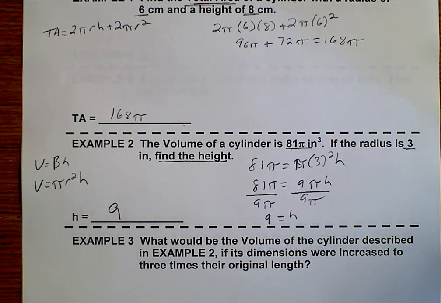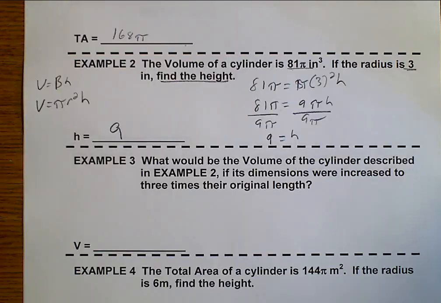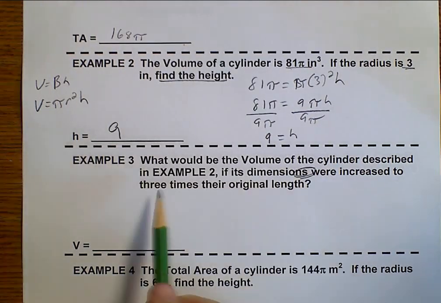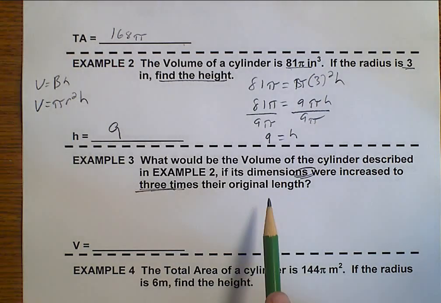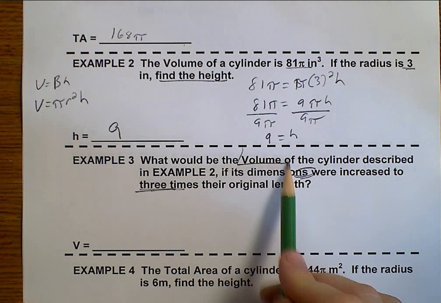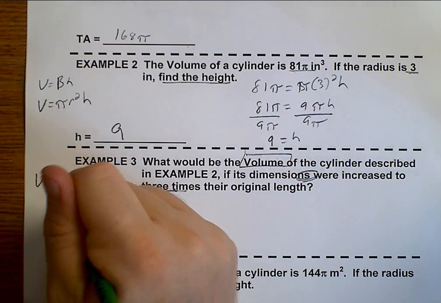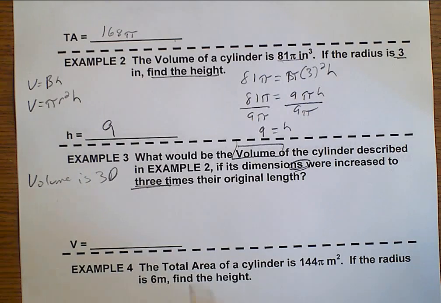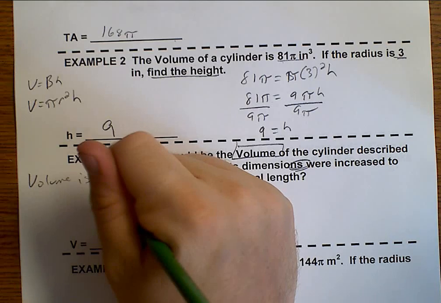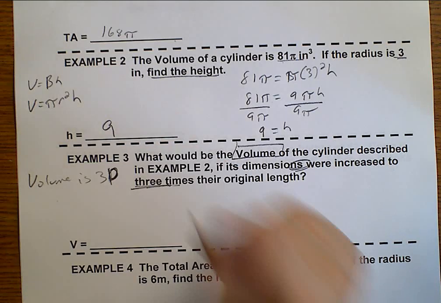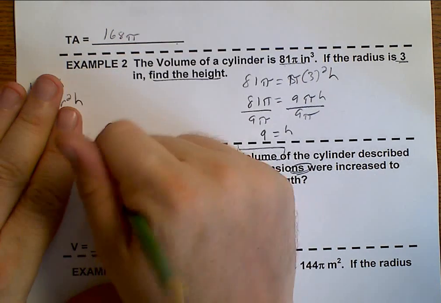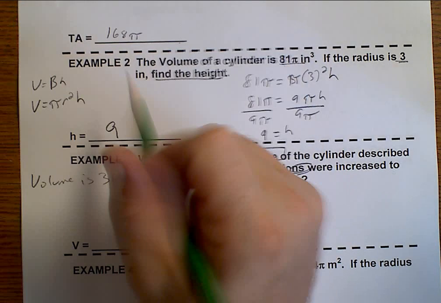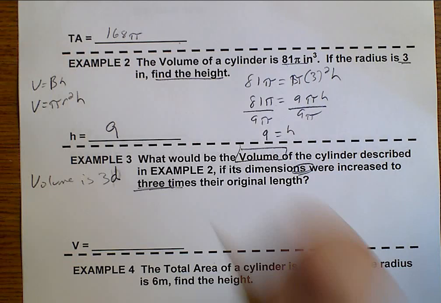Now, in example number 3, we want to know what the volume would be if the dimensions were 3 times the original length. And here we're talking about volume. Well, volume is three-dimensional. Want to make sure that you look at this and see a D, not a 0, so we'll just do a lowercase d. Volume is 3D.